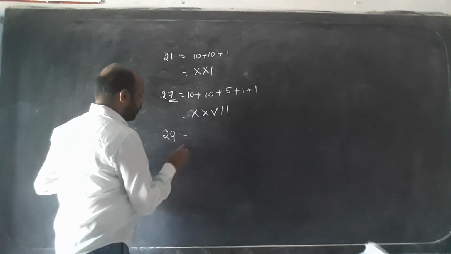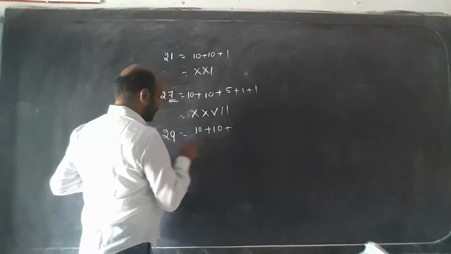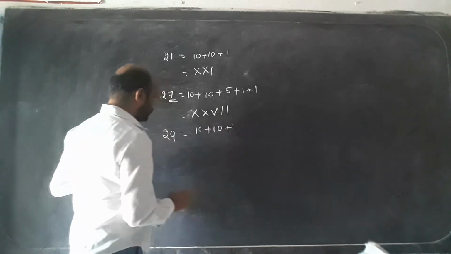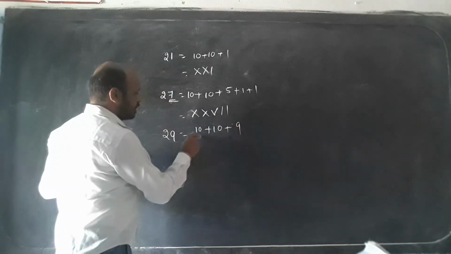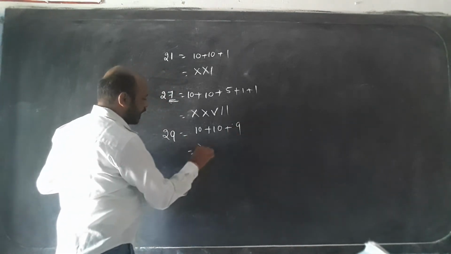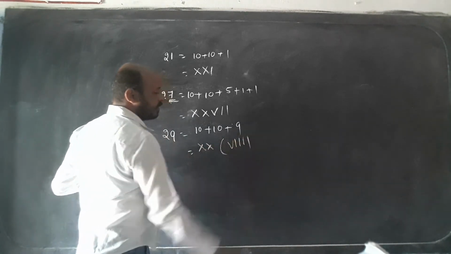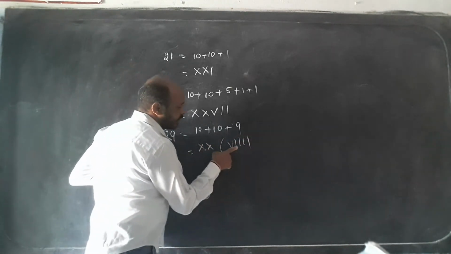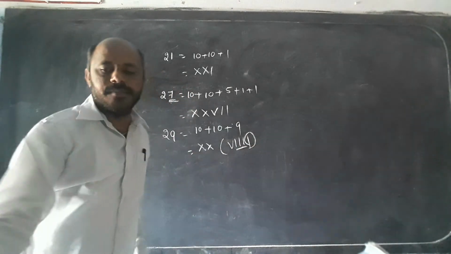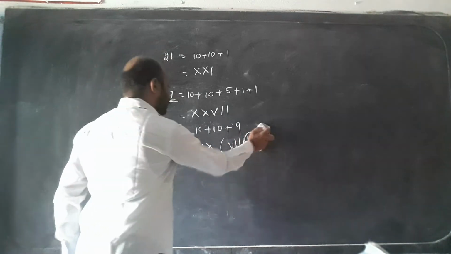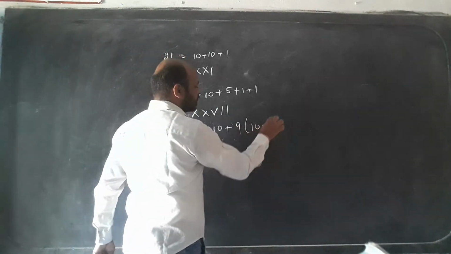29 means what? We have to write 20 plus 9. How should we write 9? If we write VIIII like this, no, because I is repeated 4 times, we can't repeat it one more time. That's why, how to write 9? 9 should be written as 10 minus 1.